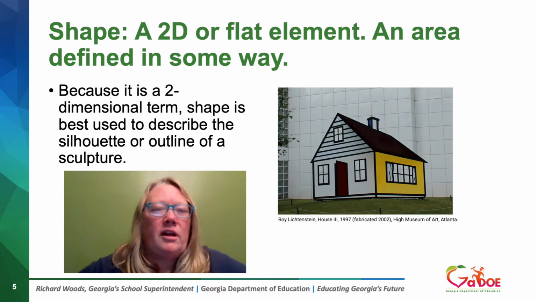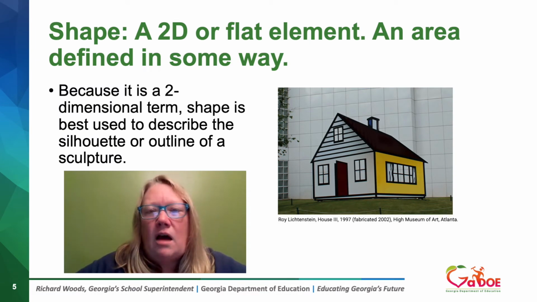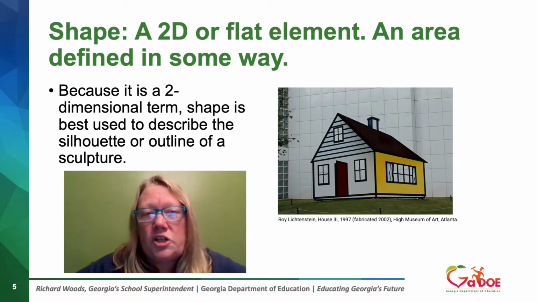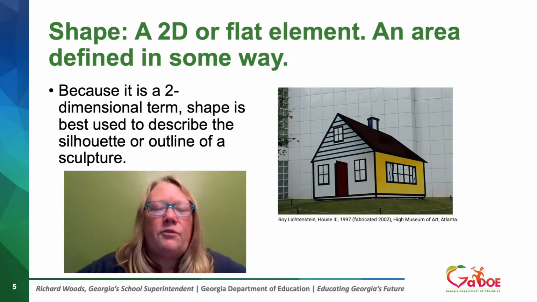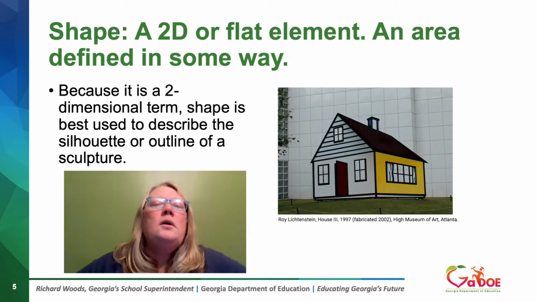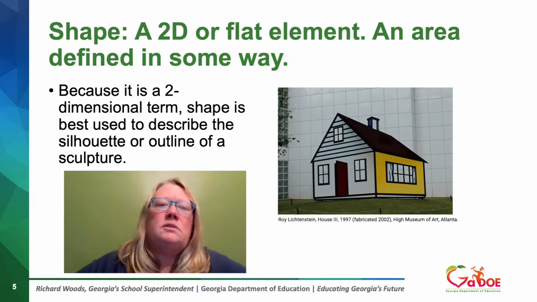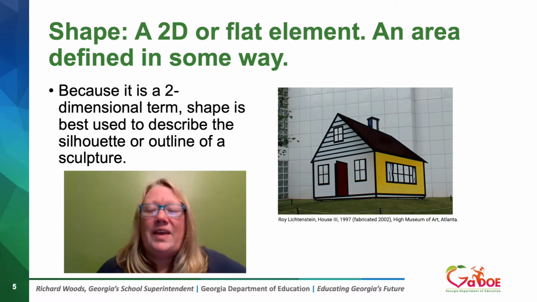Shape is another tricky one. It's one that my students use a lot, and they want to call a form a shape. I think it's important to differentiate between the two because at its root, a shape is flat, it's two-dimensional. So I think it's best to use shape to describe the silhouette or the outline of a sculpture.